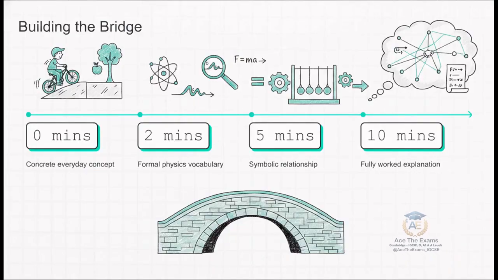Constructing a top-tier answer is a journey, and this timeline is your physics success blueprint. You begin with a concrete, everyday concept. Maybe you're talking about a straw looking bent in a glass of water. Next, you transition and slowly introduce the formal physics vocabulary. You stop saying bent and you start saying refracted due to a change in optical density. Only then, when the foundation is perfectly set, do you introduce the symbolic relationship or definition, like Snell's law. Finally, you conclude with a fully worked explanation.